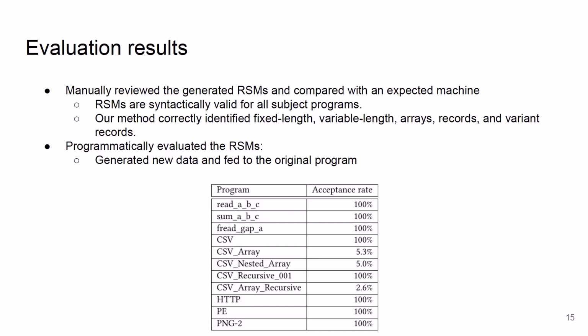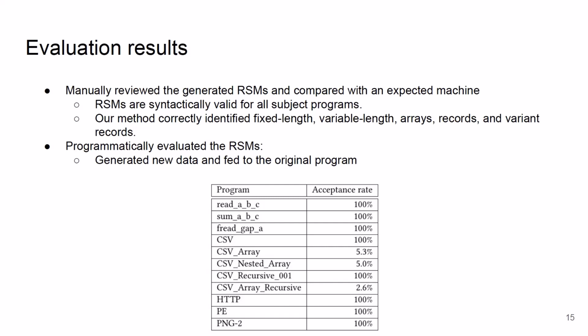To evaluate, we use two methods. One is manual evaluation. We generated the RSM using our algorithm, and then compared it with the expected result. In our manual evaluation, we identified that the RSMs are syntactically valid for all the subject programs. Our method correctly identified fixed length fields, variable length fields, arrays, records, and variant records.